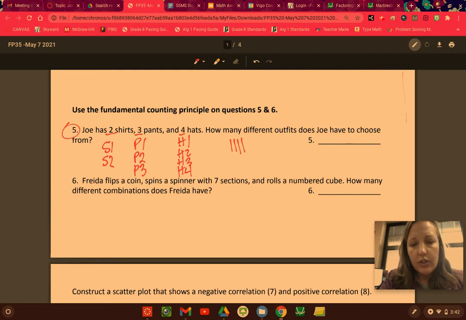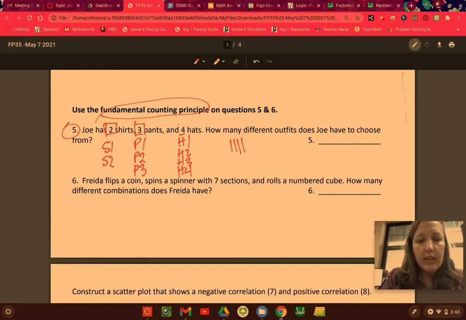And so for shirt 1 and pant 1, he has 4 options. If you do shirt 1, pant 2, he's going to have 4 options of that, 4 options for shirt 1, pant 3, and so on. So the way that we do this when we use the fundamental counting principle is we're just going to end up multiplying these numbers all together. So 2 times 3 is 6, times 4 is 24. He has 24 different outfits he could choose from.